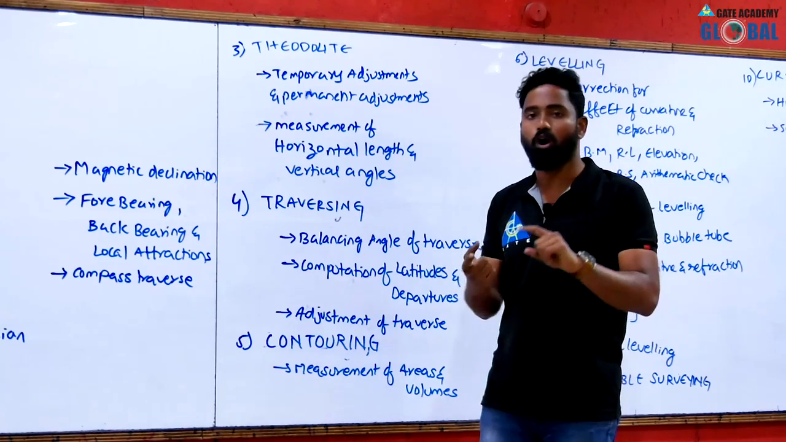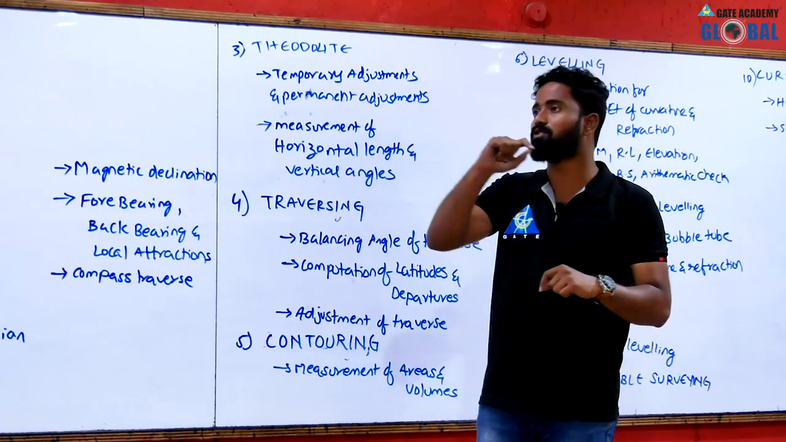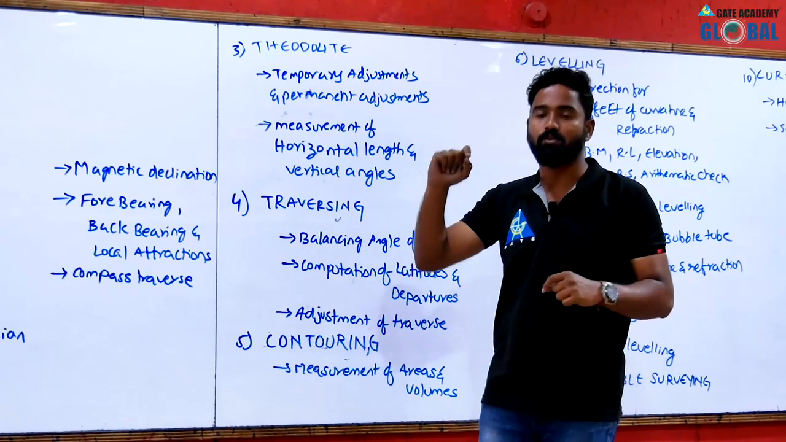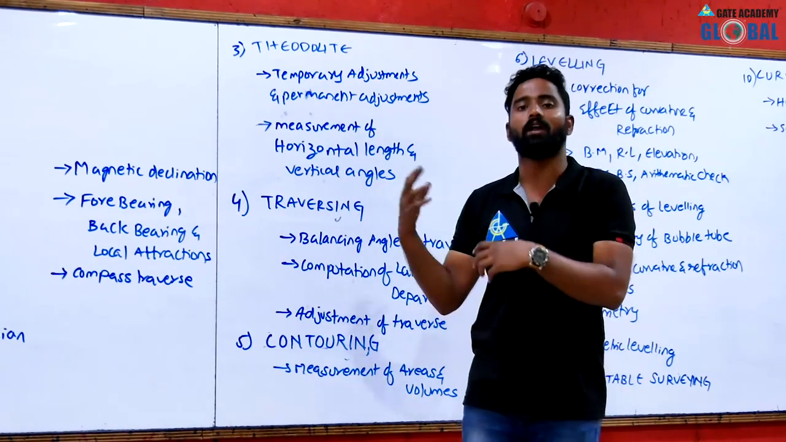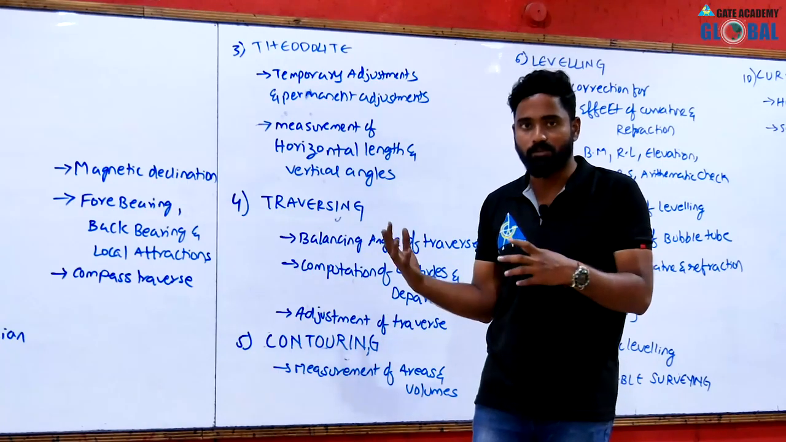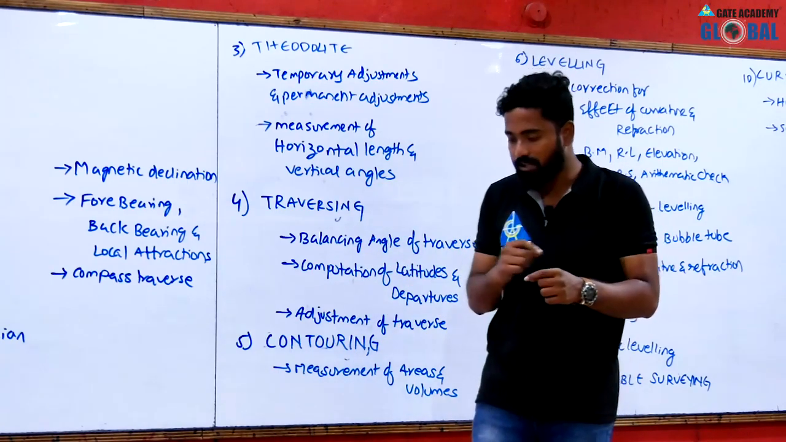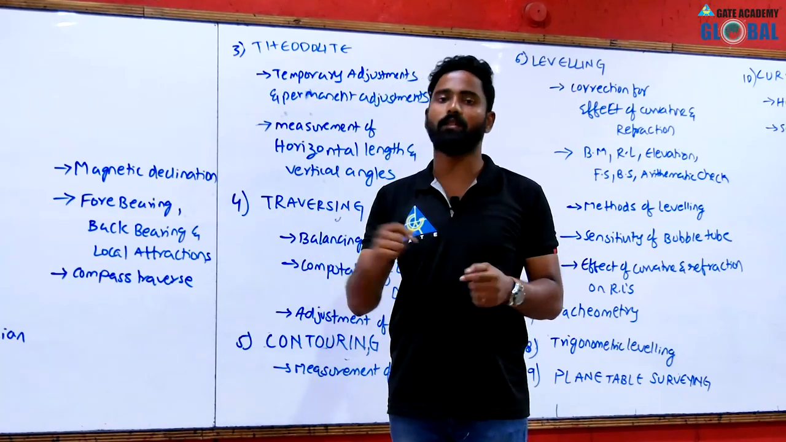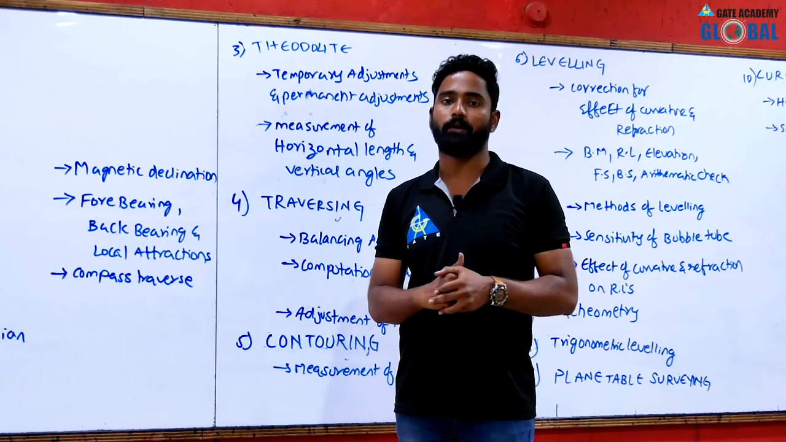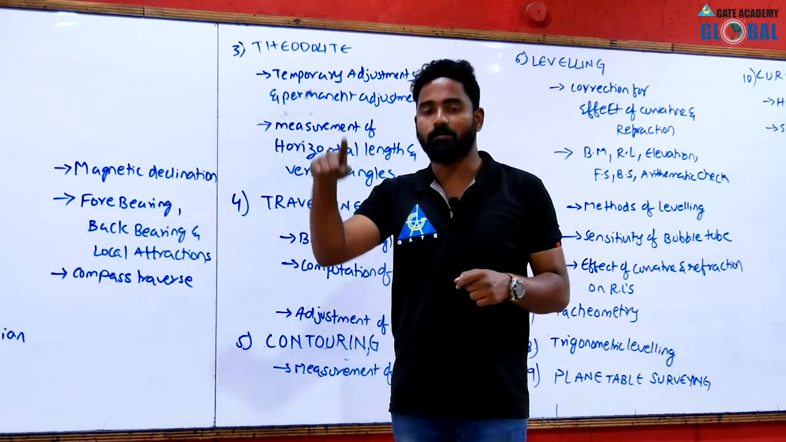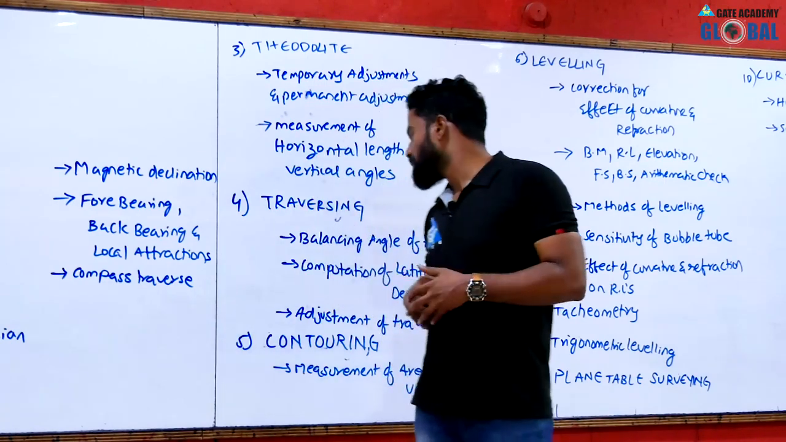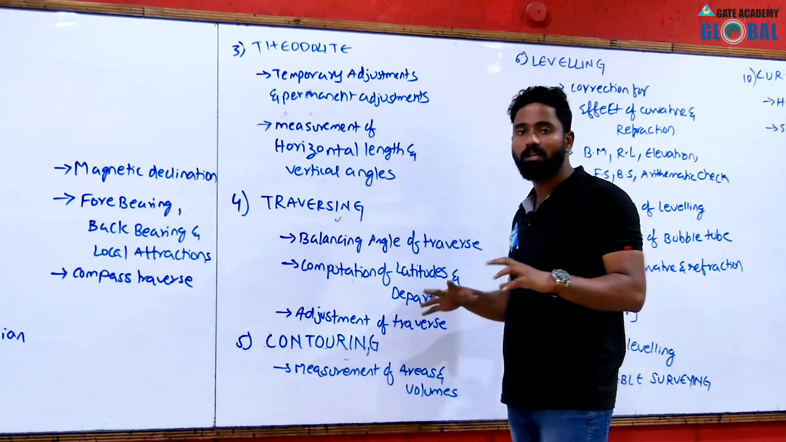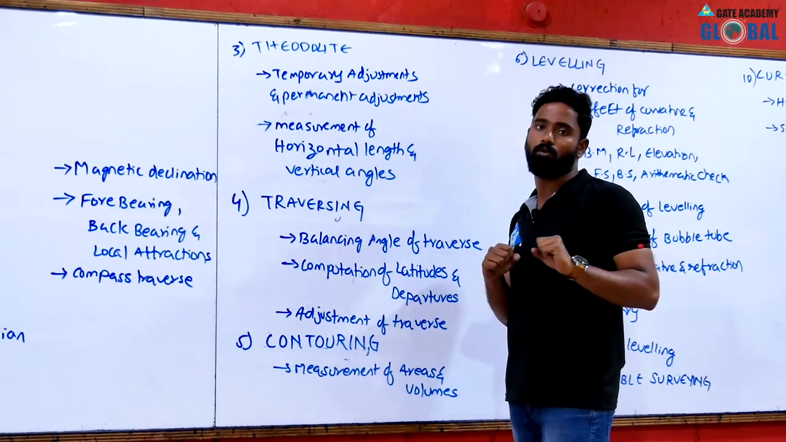We say that two contours do not meet, that means one contour is at one elevation and the other contour is at another elevation. So what are the exceptional cases? An overhanging cliff is an exceptional case. It is not meeting exactly in the field, but we show it as meeting in the map. And how a valley comes and how a ridge comes, all those things will be shown in contouring. So measurement and all these things will be discussed in contouring.